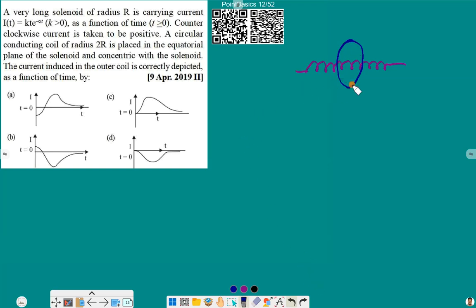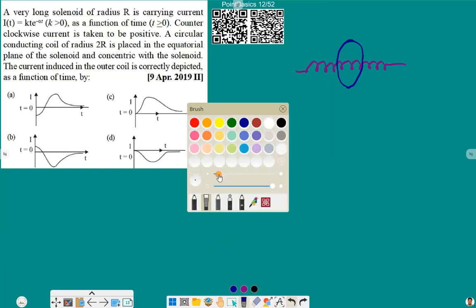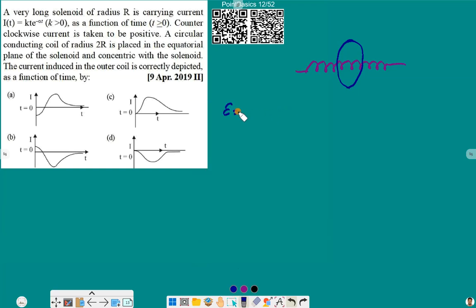So to find out the induced EMF inside the coil, the induced EMF will be given by the negative of d phi by dt. This is the amount of flux linked with the coil. Now, the amount of flux linked with the coil will depend upon the area of the coil and also on the magnetic field produced by this solenoid. So it will be minus d by dt of B into A, the area.